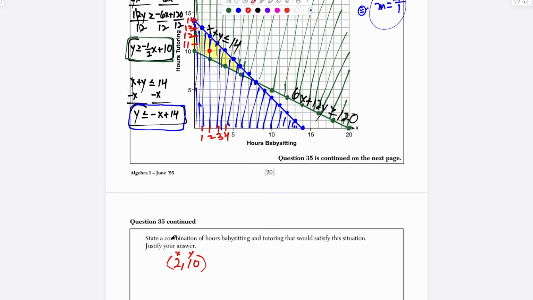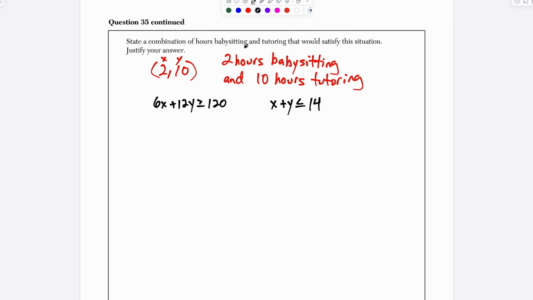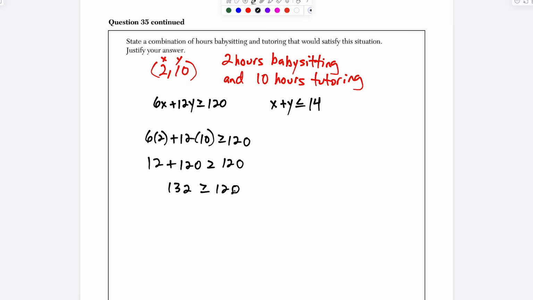So for this one, what we could do is plug these x and y values right into the original inequalities and show that they satisfy both inequalities. So now let's plug this point into both inequalities. And it's very important that we check that it satisfies both. So now we have 6 times x equals 2 plus 12 times y equals 10 is greater than or equal to 120. And now we work this out. We have 12 plus 120 is greater than or equal to 120. And that gives us 132 is greater than or equal to 120. And this is a true statement.